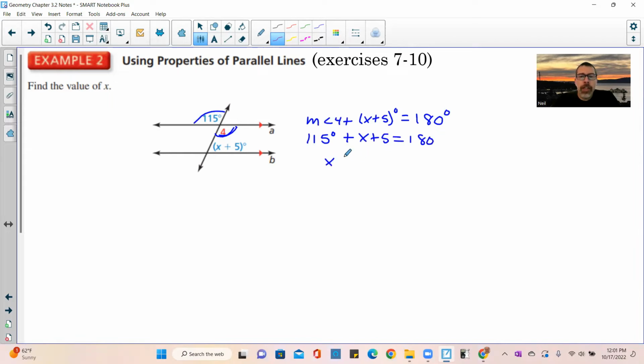Combine like terms and you get x plus 120 equals 180. And then finally subtract the 120 from both sides and we get the value of x. And that would be x equals 180 minus 120, which is 60. So 60 plus 5 is 65 degrees. 115 plus 65 is 180 degrees. So you should always check to make sure your answer is correct. And therefore, in this situation, the value of x is 60.